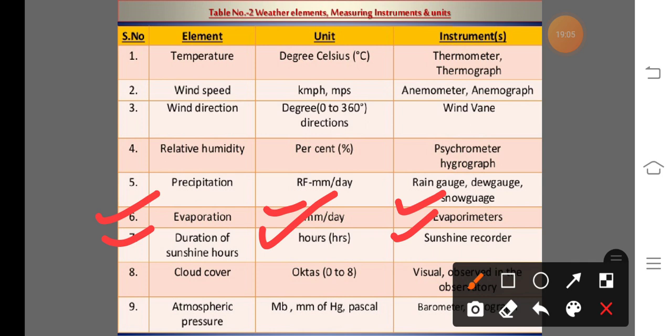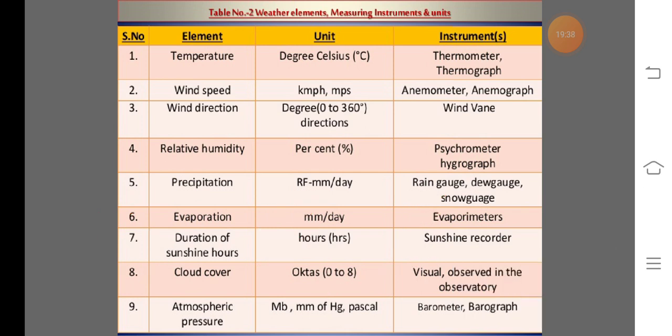Next one, cloud cover, having unit octa, and this scale of octa ranges between 0 to 8 octa. For measurement of clouds no type of instrument can be used, it is only visual observation. That means by seeing with the eyes we record the cloud cover, how much cloud is present in the atmosphere.